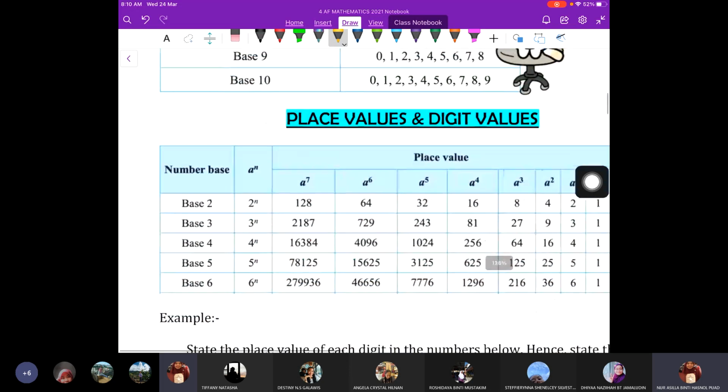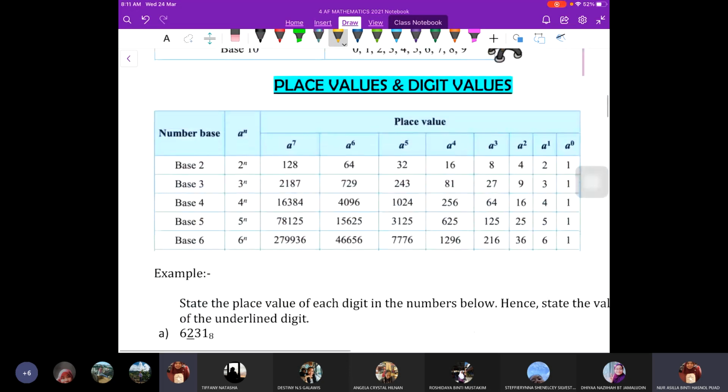Okay, so now let's look at place values and digit values. Alright. So saya dah kata base 2, A, ini kita akan ubah nilai A, 2 until 6. Nilai A will be changed. And then N ni, power of N, kita akan pergi from 0 to 7. Okay. Now, if we have, cara nak baca ni, I'm afraid if you don't understand, okay. 2 to the power of N. Jadi, for this one, is actually 2 to the power of 0.